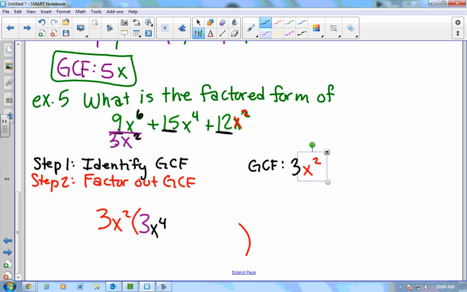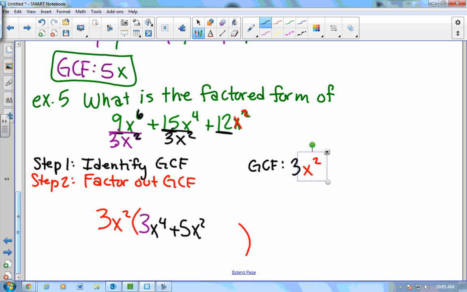When we're factoring, it's just division. We're dividing it away. So I divide by that greatest common factor we found. Okay, Andres, can you help me with this one? What's 15 divided by the 3? Positive 5. And then x to the 4th divided by x squared. Yeah, because we subtract, right? 4 minus 2 is 2, so x squared.